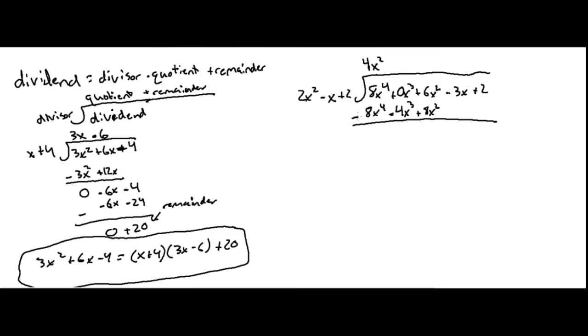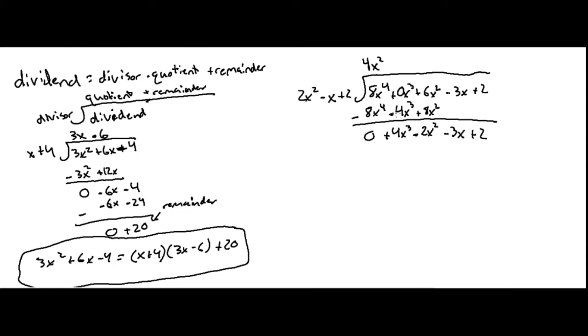Now we're going to subtract that from our dividend. So 8x to the 4th minus 8x to the 4th is 0, which is what we wanted. Now we're going to have 0x cubed minus a negative 4x cubed. That's going to give us a positive 4x cubed. Now 6x squared minus 8x squared is going to give us negative 2x squared. Then let's bring down the other terms from above, negative 3x plus 2.